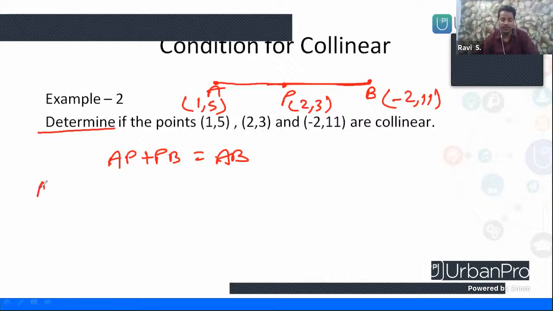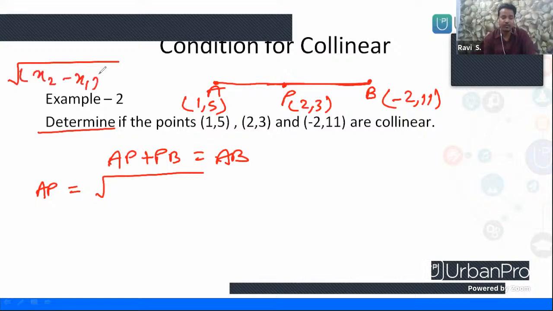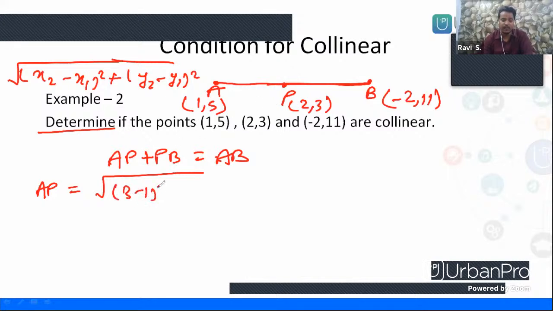So here it is AP. Okay, guys. So how will you find out AP? We will use the formula. The formula is x2 minus x1 whole square, and again y2 minus y1 whole square. Correct? Now put these values here. If I use this formula, I will write here 3 minus 1 square.